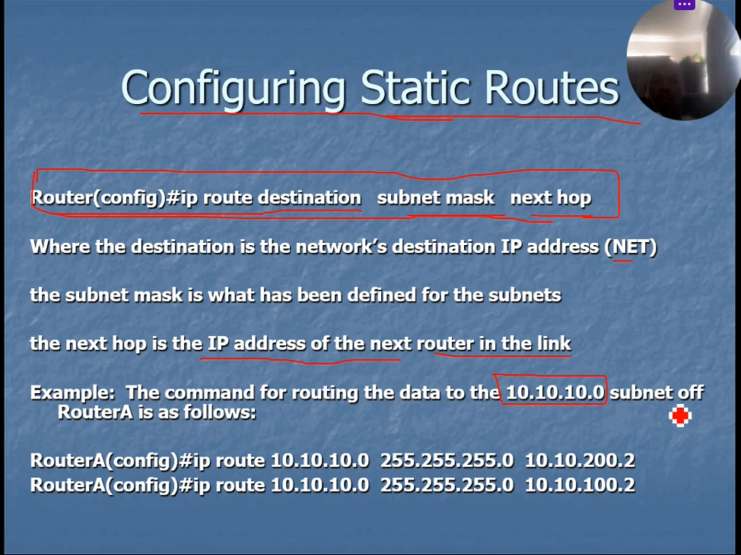10.10.10.0. Then we follow it with the subnet mask, and so on and so forth. Now look at it. For example, if you're sending from router A, you configure it. Say Router A config hashtag IP route. Then this is the destination. You enter the destination IP address or subnet mask. This is the destination IP address. Then you put the subnet mask 255.255.255.0.